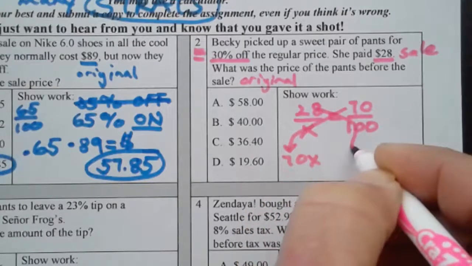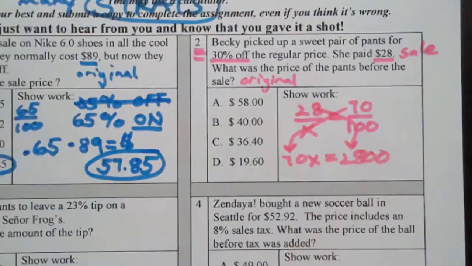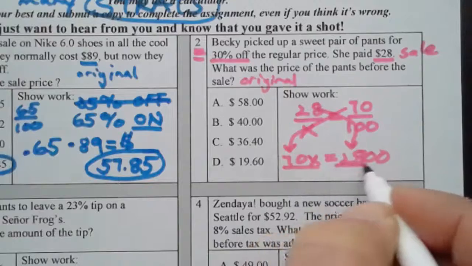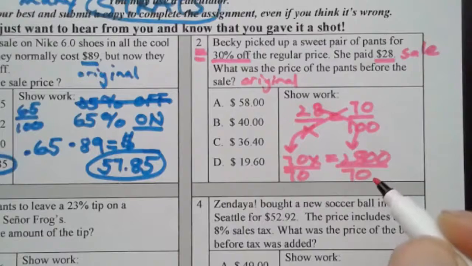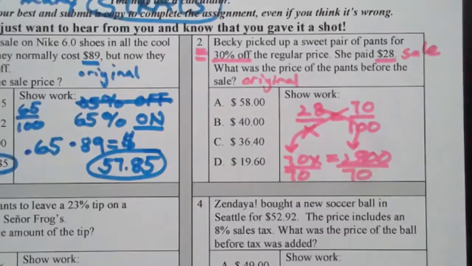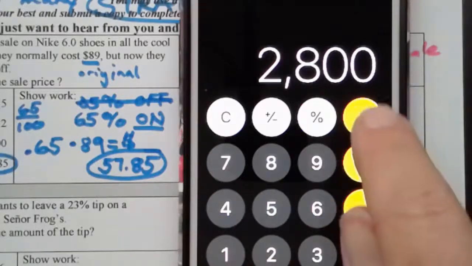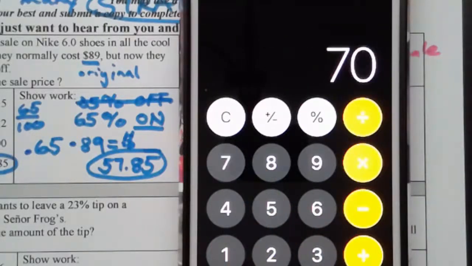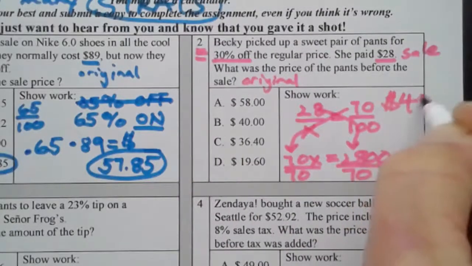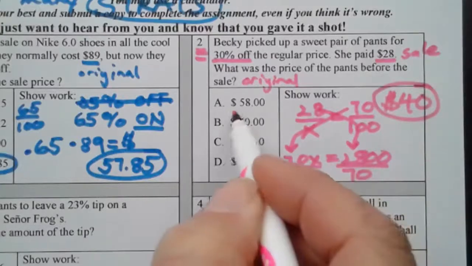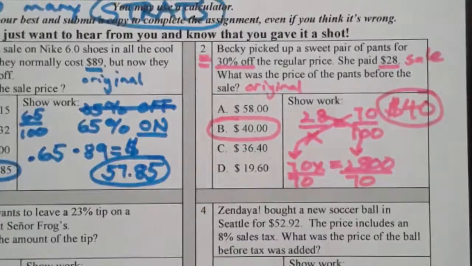So anyway, we're going to cross multiply: 70x equals 28 times 100, which is 2800. Then we'll divide both sides by 70, and we've got to get creative with our space here. 2800 divided by 70 is 40, which is right there.